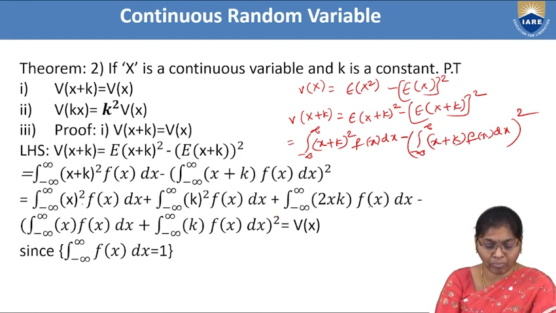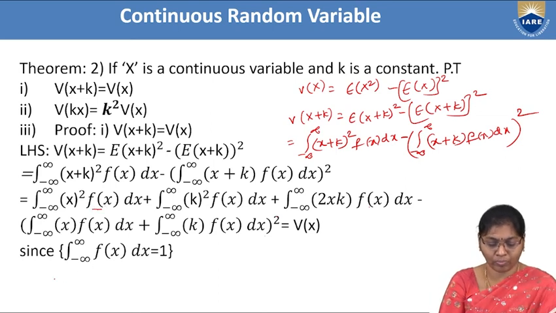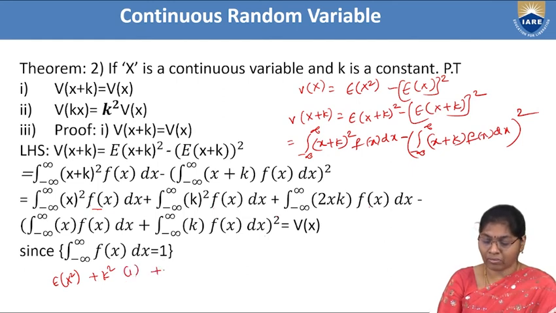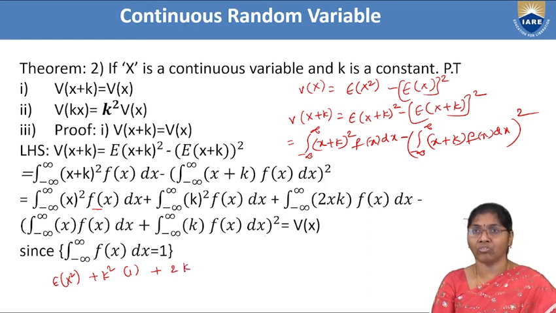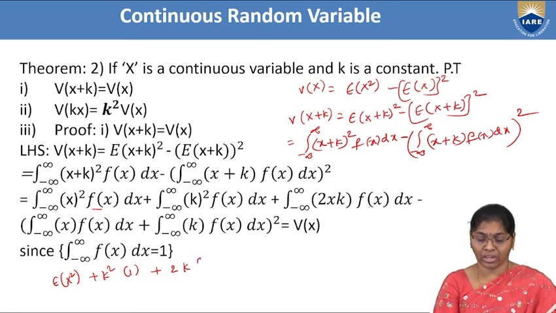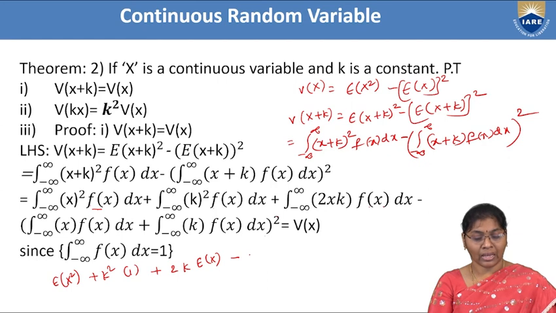Here I am substituting this part. This is E of x square. We know the earlier formula. This is E of x square. Now k square into integral of f of x, which is 1, plus 2k into x into f of x. Here we get x into f of x, that is nothing but E of x, minus x into f of x.